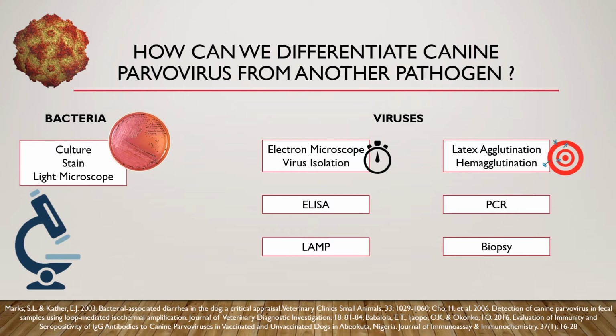The enzyme-linked immunosorbent assay, also known as ELISA, is one of the most practical methods for rapid diagnosis of antibody detection in feces or blood samples with immunoglobulin G and immunoglobulin M antibodies.